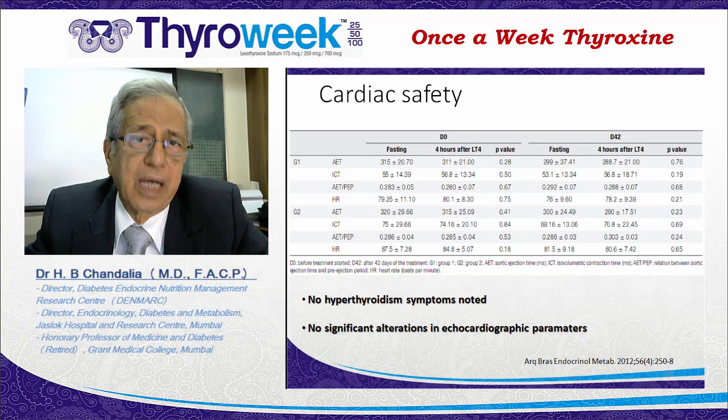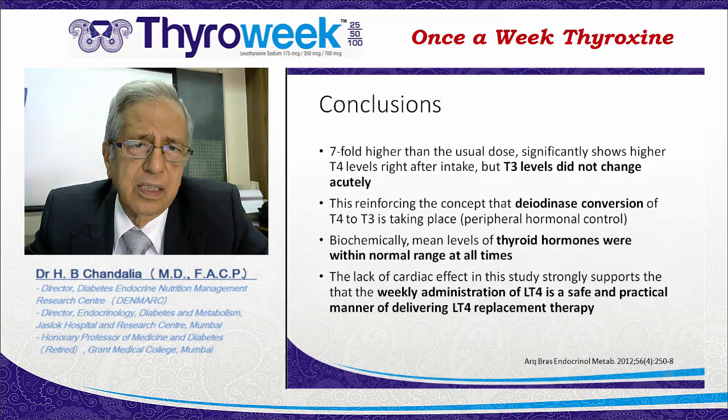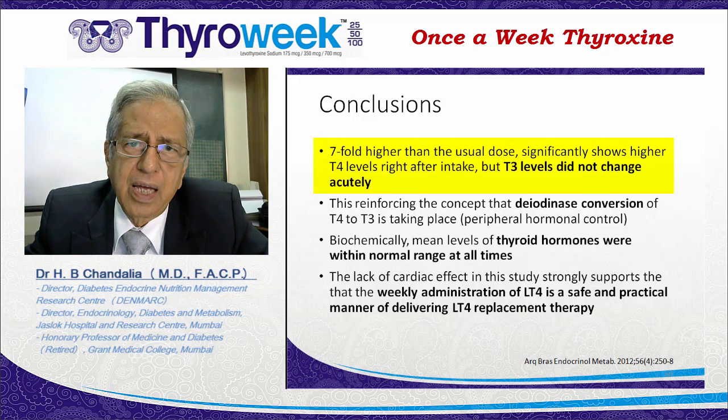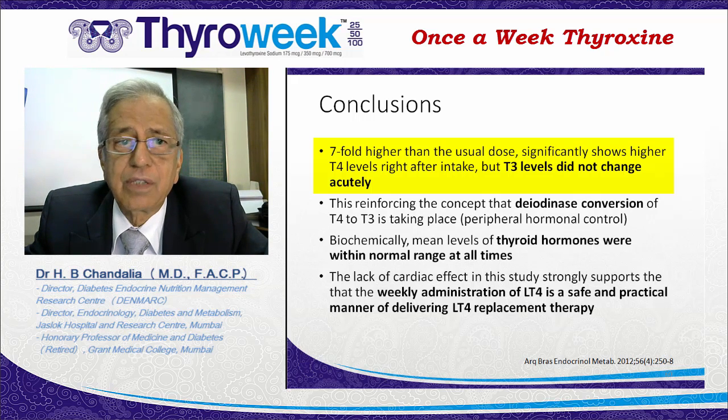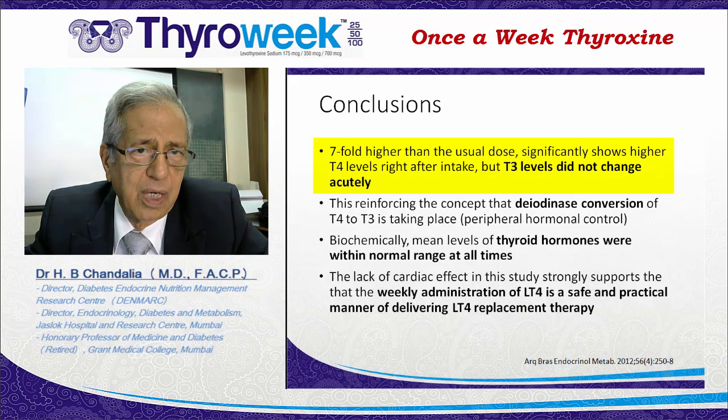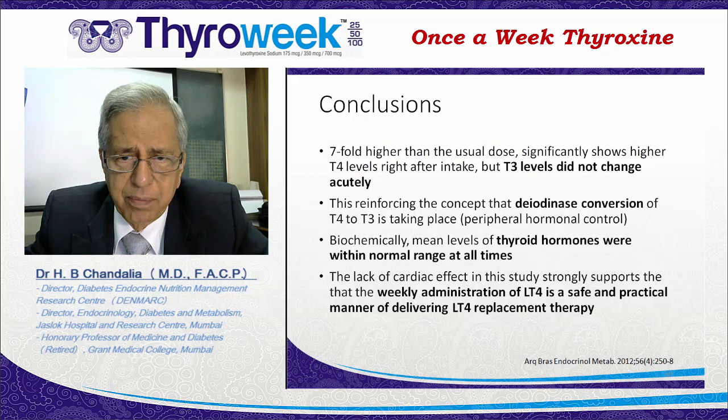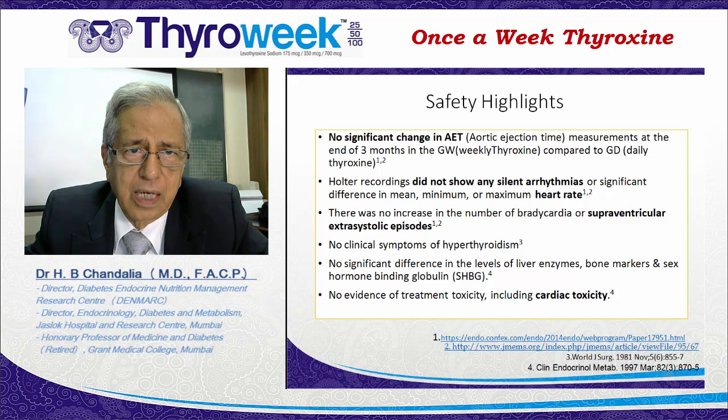There were no arrhythmias, as one would worry about because of the transient rise of T3; T4 was slightly higher than with routine administration. So we can draw conclusions for this part of the talk. The sevenfold higher than the usual dose significantly shows higher T4 levels right after intake, but again T3 levels did not change as much. This is very important to know. The T4 increases, but T3 is a regulated process, so it does not increase. And therefore, I think it is possible for you to undertake this kind of therapy.